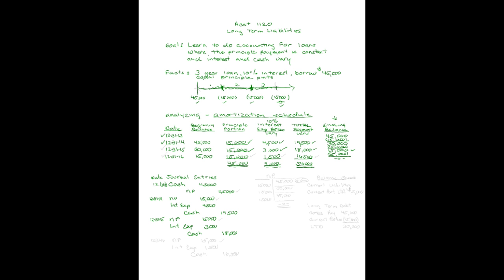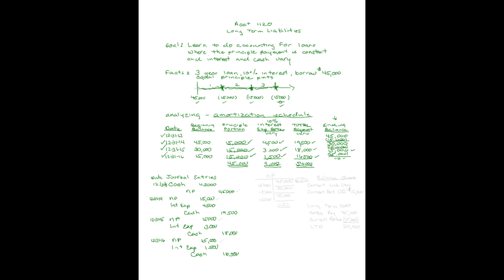Now let's get ourselves through the third year where we pay off the loan. 12/31/16. Always like it when a loan gets paid off, don't you? Principal, 15 G's. I guess it's 15K. Interest. Each year it's dropping. Interest expense, $1,500. And the cash payment will be $16,500. So you use the amortization schedule where you analyze the transactions to get your entries for all the years.